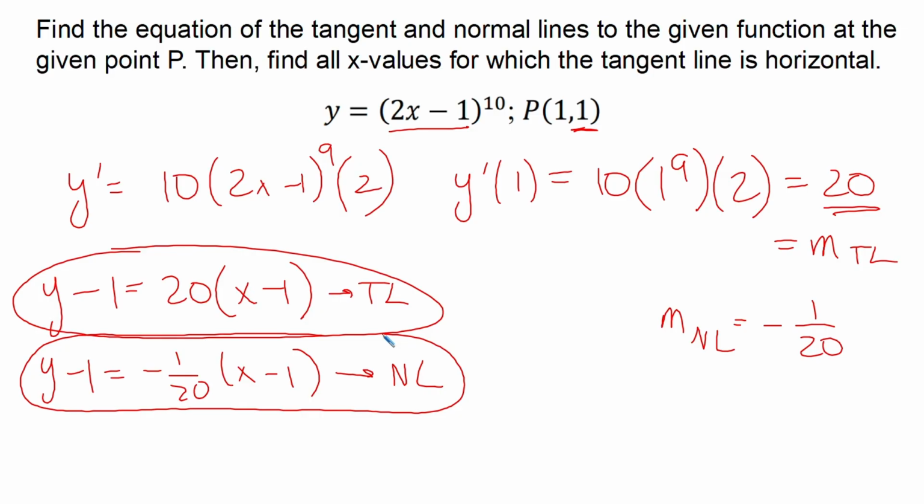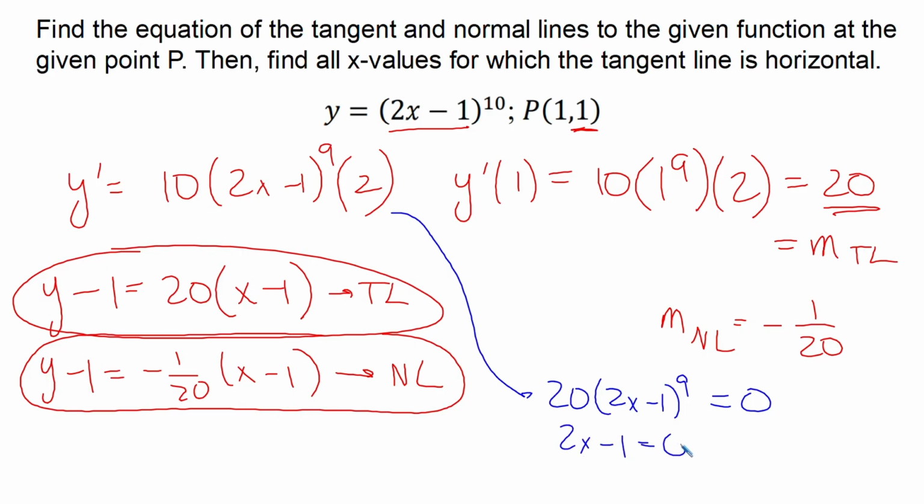And then the last question here is to find the x values for which the tangent line is horizontal. Well, the tangent line would be horizontal when that derivative, which simplified down is 20 times 2x minus 1 to the 9th power, is equal to 0, right? Because a horizontal line has a slope of 0. Well, that'll only happen when 2x minus 1 equals 0, or when x equals 1/2. So that's the x value for when we have a horizontal tangent line here for this function.